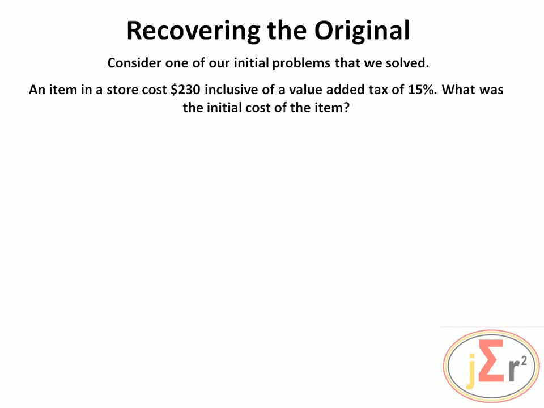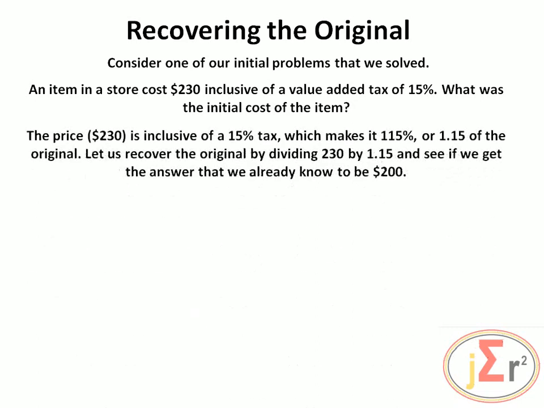So then, if we want to go back to the original, we have to divide 230 by 1.15. Because in the initial stage, when we were increasing by 15%, we multiplied by 1.15. So now that we have the increased value already, we are going to go and find what the original was. So we are going to divide by 1.15. So the price, $230, is inclusive of 15% tax, which makes it 115% or 1.15 of the original. So let us recover the original by dividing 230 by 1.15 and see if we get the answer that we already know to be $200.